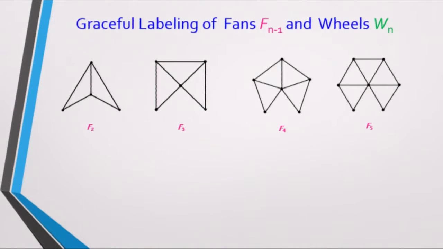So here's the fan. To label the fans, use the 0 and then odd numbers on the outside. And then next one, 7, 5, 3, 1. And we have this labeling.